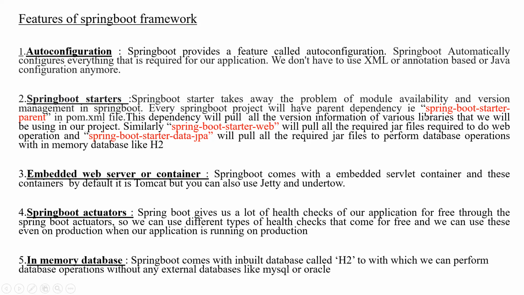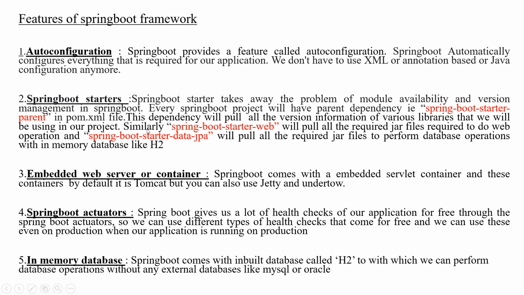How it does this: there is one dependency called Spring Boot starter parent. This dependency will take care of module availability and version management during runtime in the pom.xml file. The moment you create a Spring Boot project, you will get this Spring Boot starter parent dependency in the pom.xml file. I'll show you. This dependency will pull all the version information for the various libraries that we will be using in our project. Whatever libraries we use, their version information will be automatically pulled by the Spring Boot starter parent dependency.